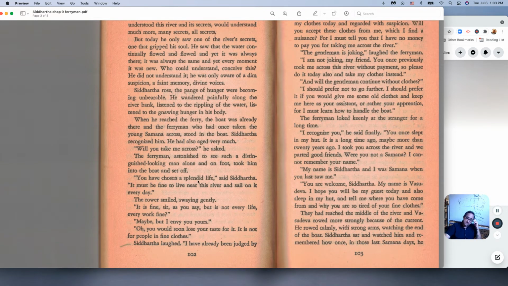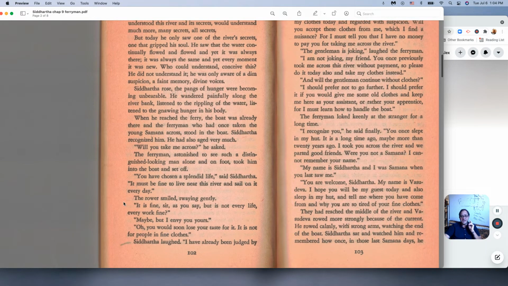"You have chosen a splendid life," said Siddhartha. "It must be fine to live near this river and sail on it every day." The rower smiled, swaying gently. "It is fine, sir, as you say, but is not every life, every work fine?" "Maybe, but I envy you yours." "Oh, you would soon lose your taste for it. It is not for people in fine clothes."